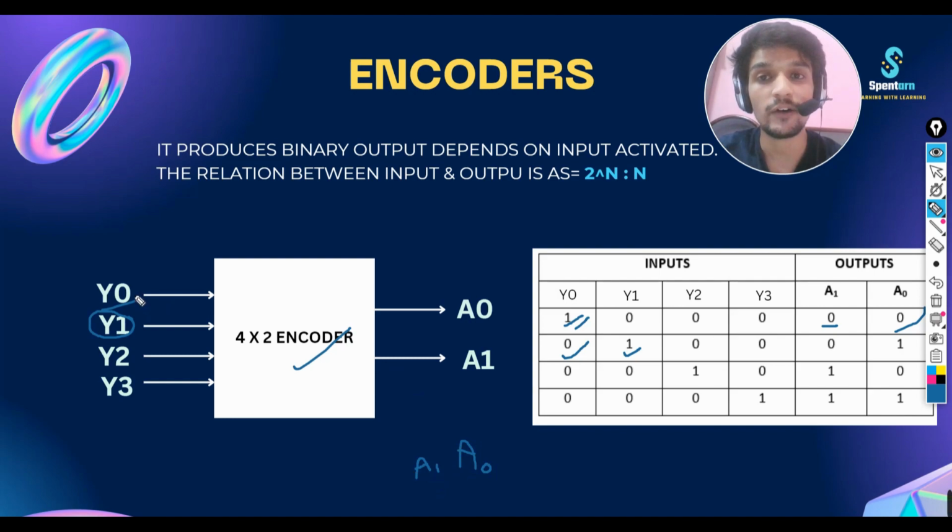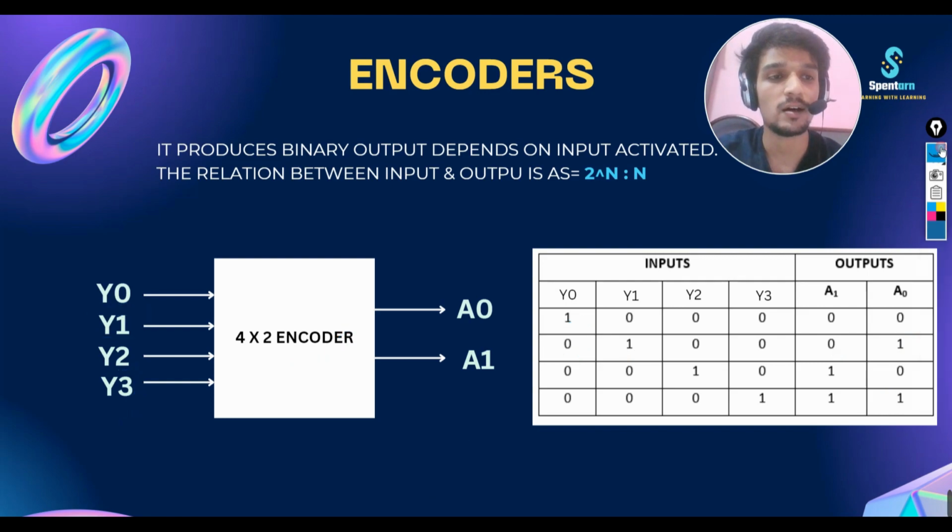And if we were giving y0 as 1, the output was 0, 0. Now, in the case of y1, which means I am giving 1, it will give me 0 and 1, right? So here we have a1 as 0 and a0 as 1. Similarly, for pressing y2, we will be getting the value 1, 0, right? So 1, 0 will be giving us 2. This is how the encoder is going to work. Similarly, for y3, we will have a0 and a1, both 1. So this is how the encoder is going to work.